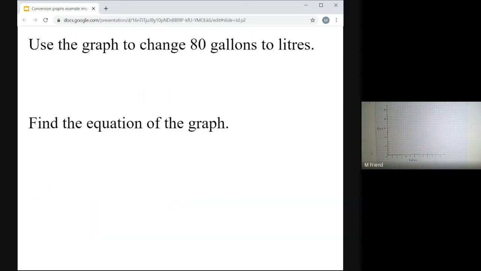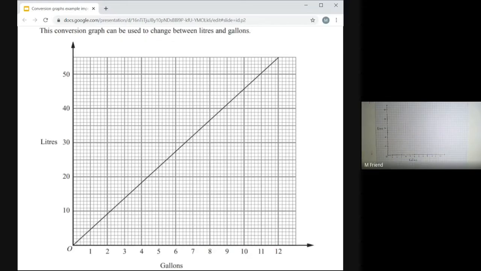In fact, there's two. Use the graph to change 80 gallons into litres. So how do we do that? Let's have a look at the graph again. So if I go down to the 80 gallons, I can't find 80 gallons. I'm looking at all the gallons along the bottom, but there's no 80. That's miles off to the right, and so we haven't got enough graph. That doesn't mean we can't do it, though. It just means we have to look up something else.